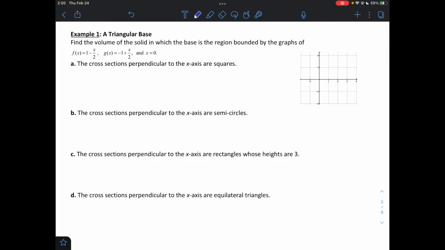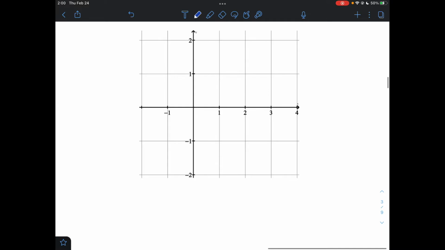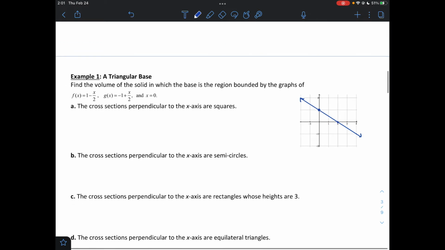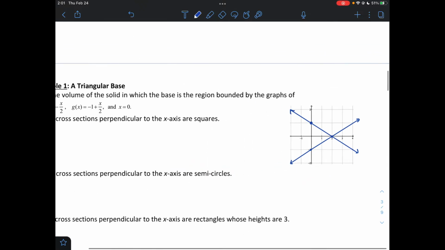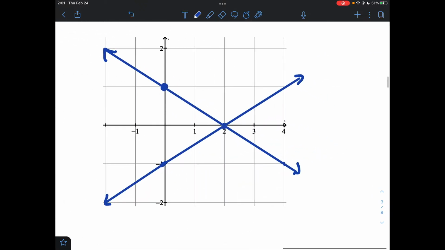So let's draw this graph here. We have the first function, 1 minus x over 2. So that's an intercept of 1, and then down 1, right 2, down 1, right 2. So that first line looks like this. And then the second one is negative 1 plus x over 2. So negative 1, then up 1, right 2, up 1, right 2, up 1, right 2. So our second graph should look like this. Also between x equals 0 and that line there. So you can see where the triangular base comes into play. It's a triangle right here.